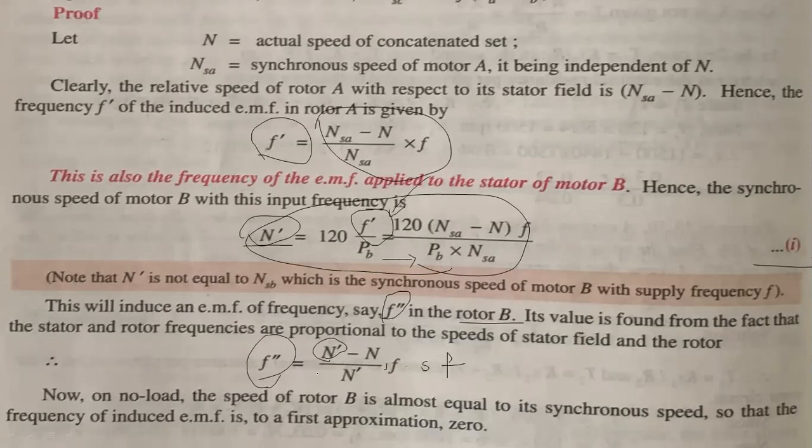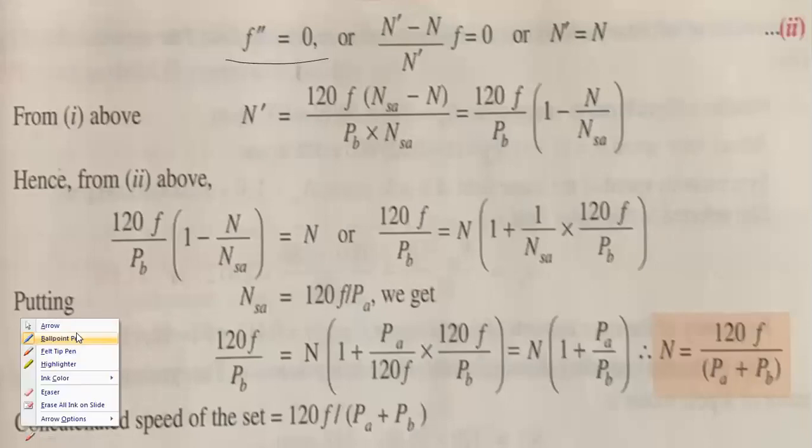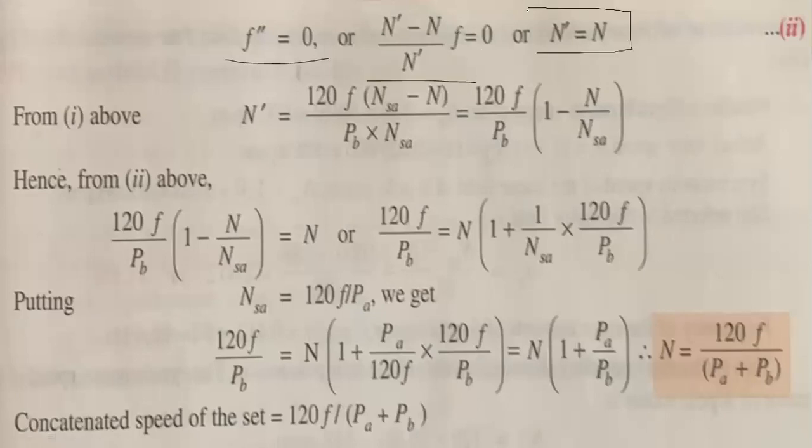Now the no load speed of rotor B is almost equal to synchronous speed, so the approximate frequency is equal to 0. From that equation, I can say that F double dash is equal to 0. Or we can write F double dash as N dash minus N by N dash into F is equal to 0. From this, N dash is equal to N. This is the second equation. Make it the second equation.